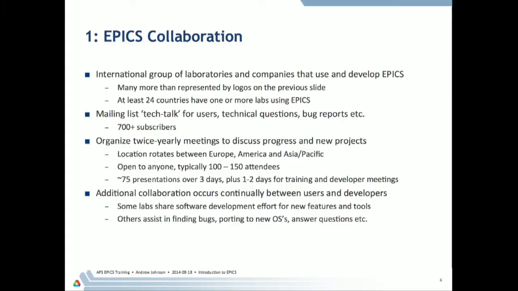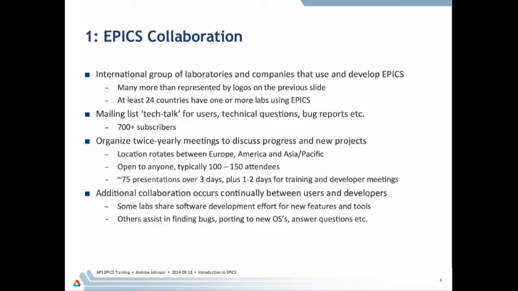We have twice yearly meetings where we discuss progress and new projects, what's going on. The location for those meetings moves around between Europe, America, and Asia Pacific. The next meeting coming up is in France at the end of October. The meetings are basically open to anyone who wants to come. Typically, we get somewhere between 100 and 150 attendees in recent years, and that varies slightly. The people coming tend to be geographically close to where the location is, but there are a number of people that do come from anywhere.